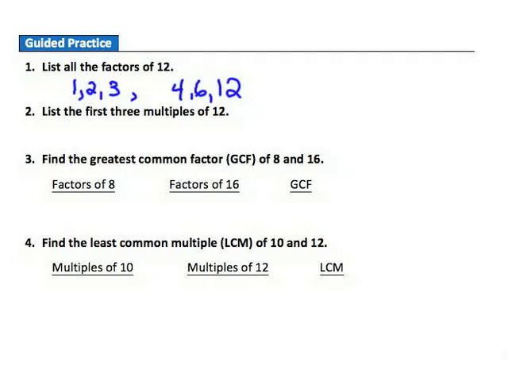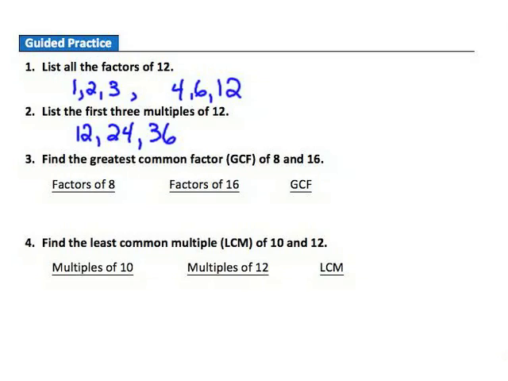Question 2. List the first 3 multiples of 12. Well, multiples of 12 are going to be things that we take and multiply by 12. And we start with 12 times 1, which is 12. That's the first multiple of 12. 12 times 2 is 24. That's the second multiple. And 12 times 3, 36. That's the third multiple of 12.